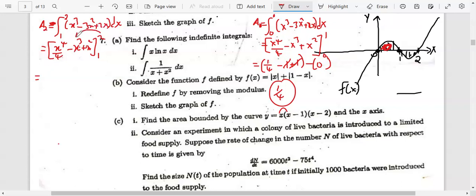I hope you are seeing what I'm doing. So I'm getting the upper limit, which is a 2, and I put it where there is x. So 2 to the power 4, we are saying that is 16. 16 over 4, that is a 4. Minus, put again 2 to the power 3, that is it 8?